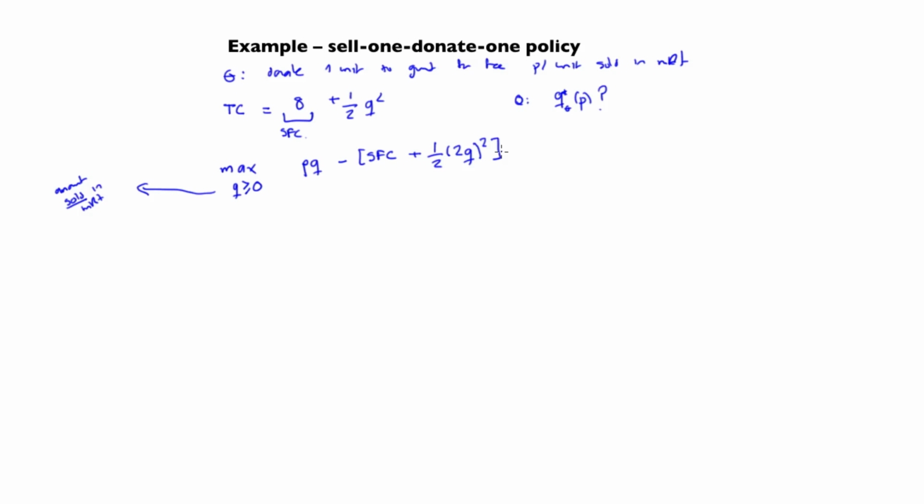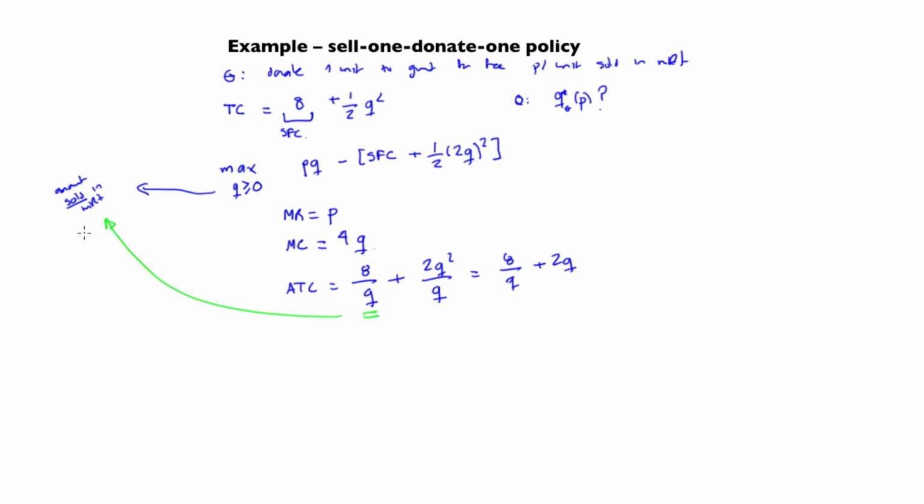Now, under this policy, under this problem, the marginal revenue is equal to P. The marginal cost, if you do the algebra, is equal to 4Q. And the average total cost is going to be given by 8 divided by Q plus 2Q squared divided by Q, which of course is equal to 8 divided by Q plus 2Q. Please notice that this Q is again the amount sold in the market.